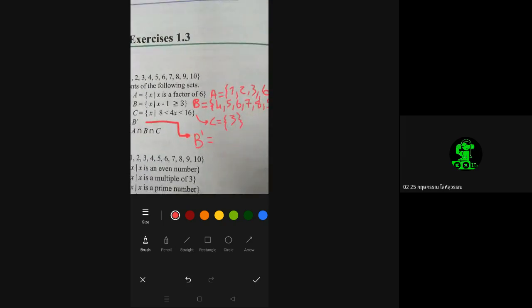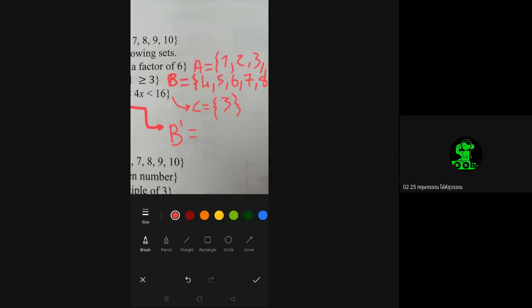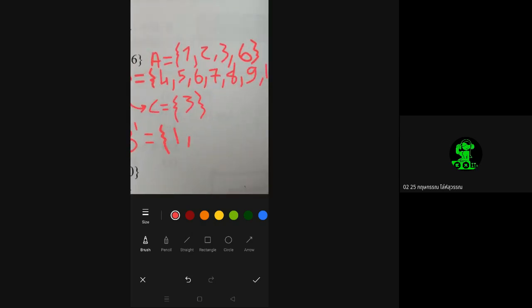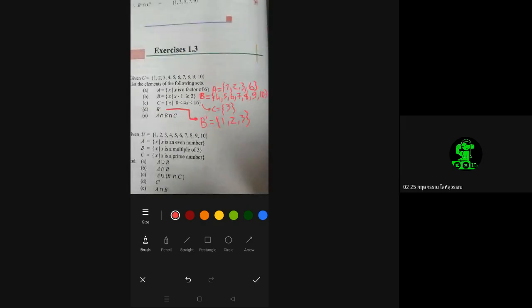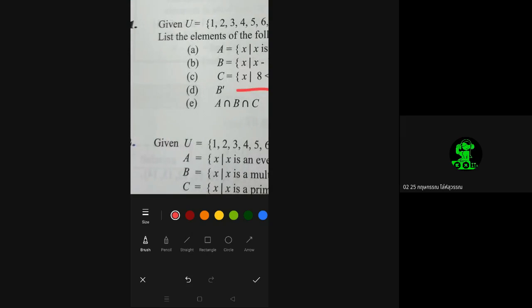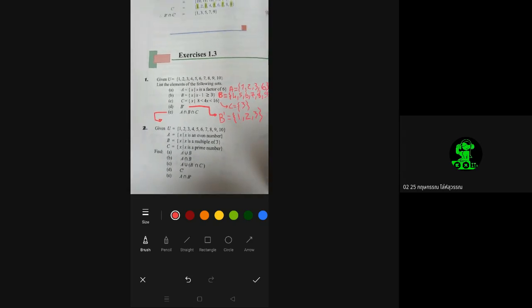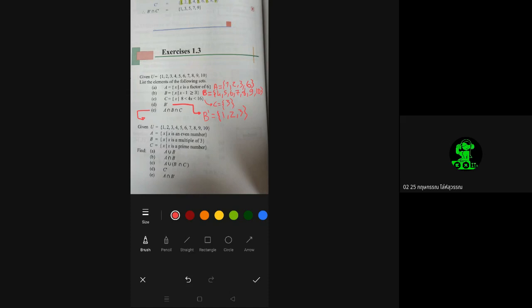And then B complement. What is B complement? Set B is 4, 5, 6, 7, 8, 9, and 10. So B complement should be 1, 2, and 3. Last one, B intersect with C. What is it? C is 3. In set B, there is no 3. So it is the empty set.